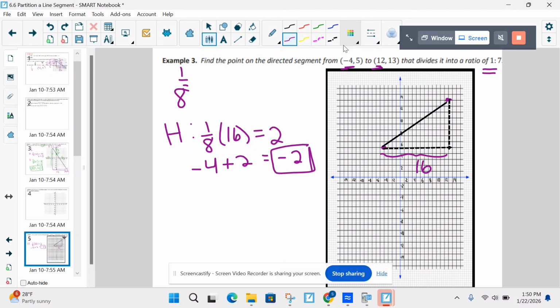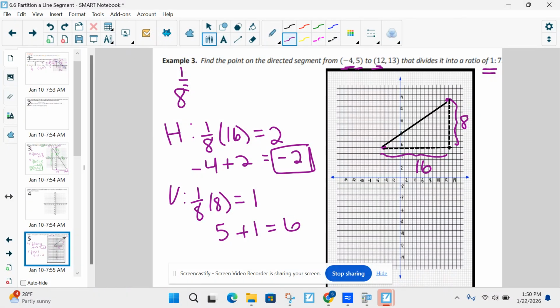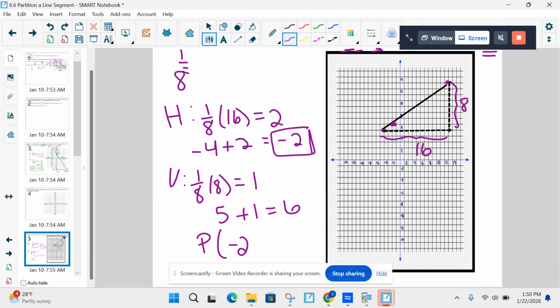So I would just double check, and I would take the vertical. The vertical is 8, and 1/8 of 8 is 1. So if I take this y value that we already have and I add 1, because we need to go up, then that's 6. So it is at -2, 6. Which doesn't really look like what I have because my line is a little above that, but it's not 100% accurate because it's hard for me to graph that on such a small coordinate plane. But anyways, the partition point is -2, 6.